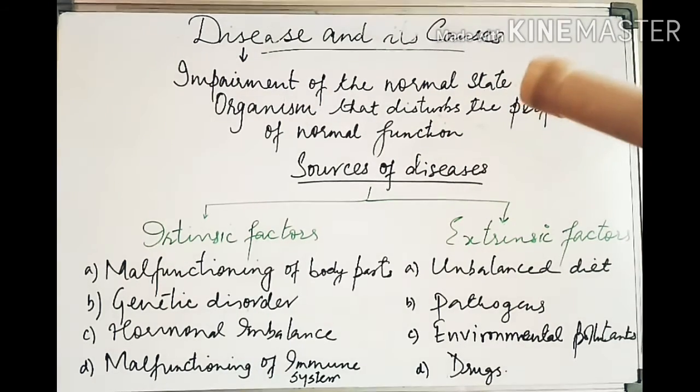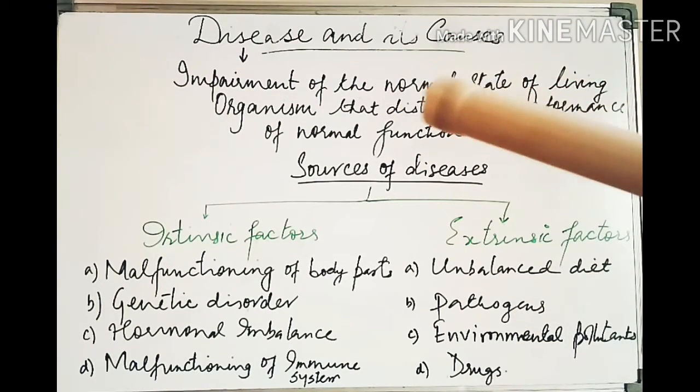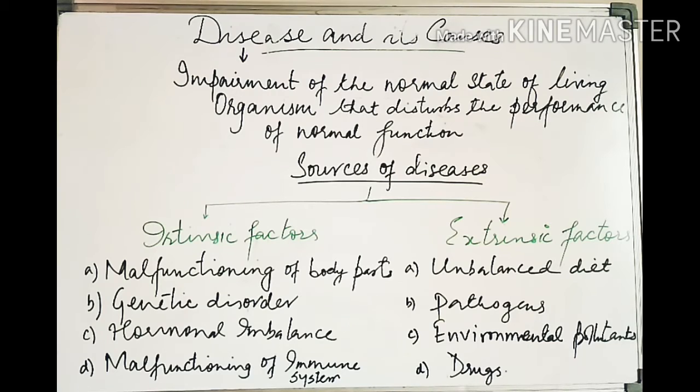So first, as I have already mentioned, disease is impairment of the normal state of a living organism. By this, we mean that there is malfunctioning of the normal state of the living organism, and because of that, there is some modification in the main functions of our body, or there are certain disturbances in the vital functions of our body. Now, there can be various sources of this disease. Some can be intrinsic and others can be extrinsic.